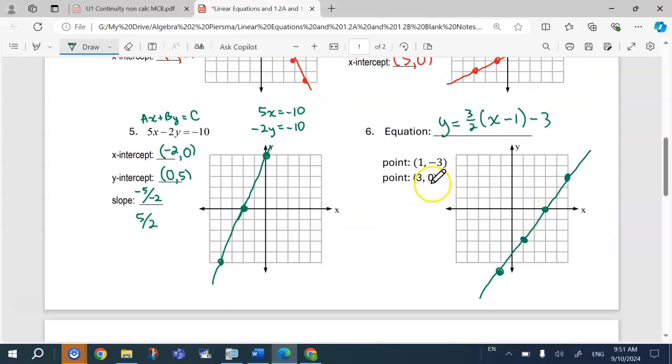I could also use this point if I had wanted to. Y equals 3 halves, x minus 3, 0. That's also acceptable, but it's pretty hard to write an equation in standard form. You'd have to take this and isolate, put x and y on the same side and distribute it and all that, and that would take some work.